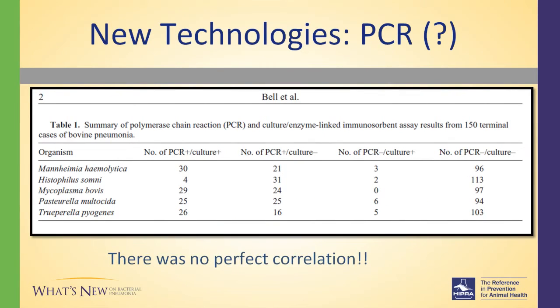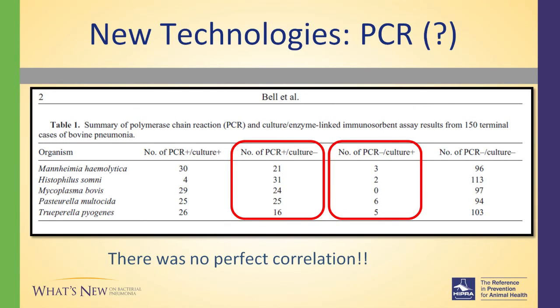And the results are summarized in this table, but the conclusion is that there was no excellent or perfect correlation between culturing and PCR. Some of the culture negatives were PCR positive. That's quite a common scenario in the laboratory, and probably is the main criticism against the PCR, particularly for Staphylococcus somni, for instance. But also they had positive cultures with negative PCR. So there was something wrong with the PCR in this case. So again, there was no perfect method to detect the bacteria that are involved in BRD.